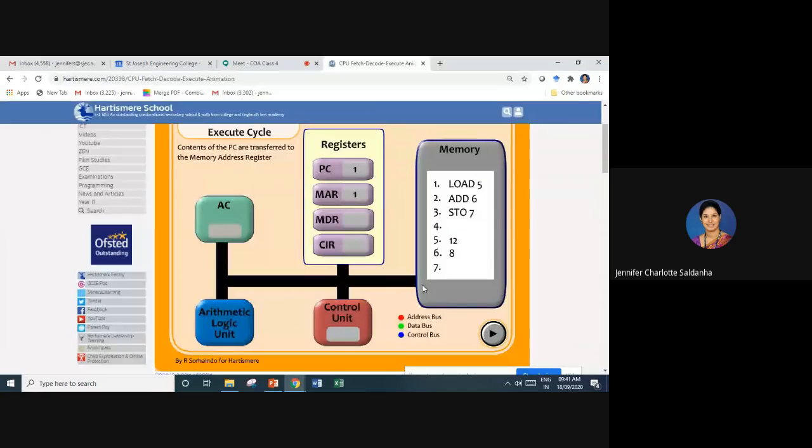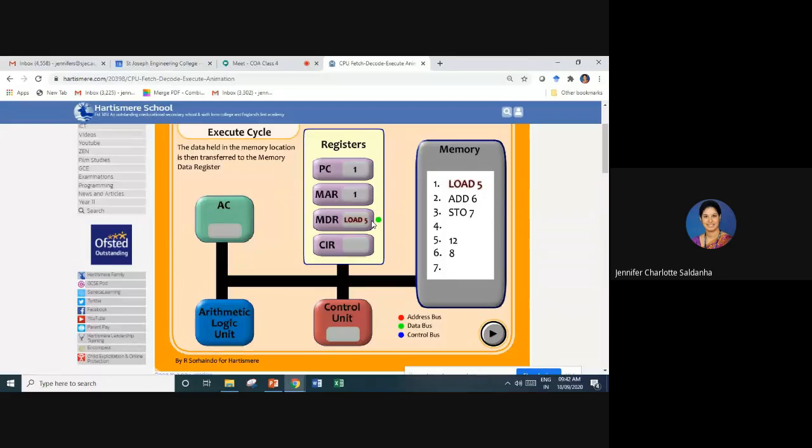As soon as the read signal and the address are received by the memory, memory will place the data present in that location, that is load 5, into the data bus, and that will be placed in MDR. Just see this. The address is flowing to memory along with the control signal, that is the read signal. So memory has received both the address as well as the read signal, indicating that it is a memory read operation. The data present there is load 5. This is the instruction which has to be transferred to MDR.